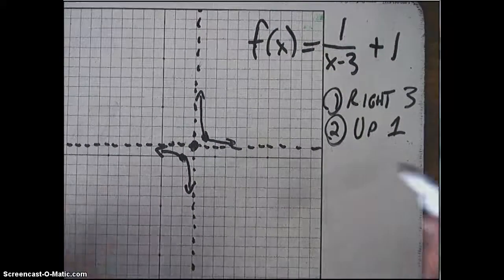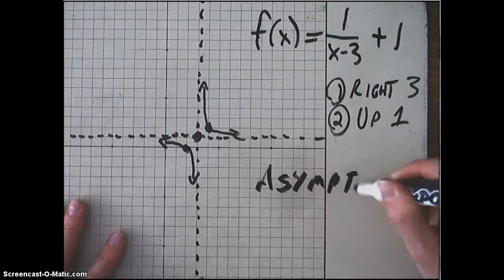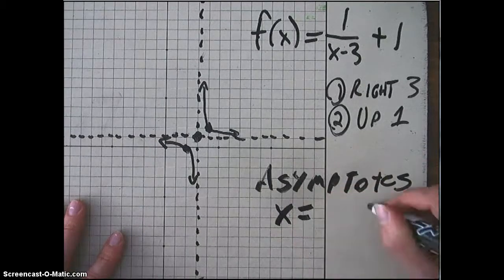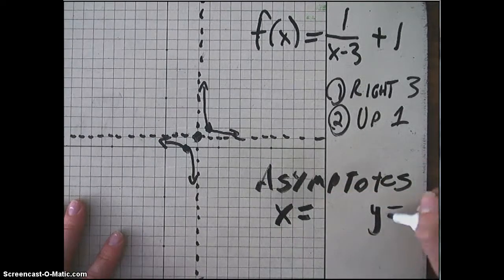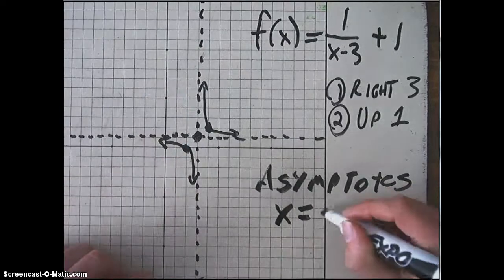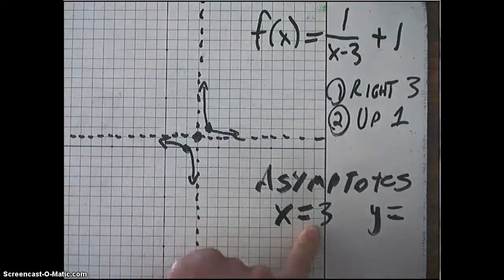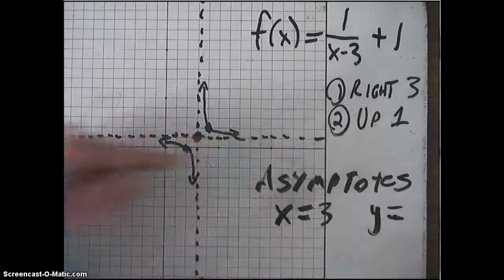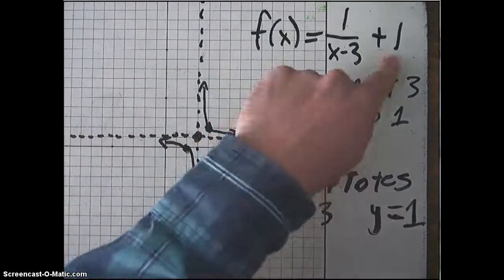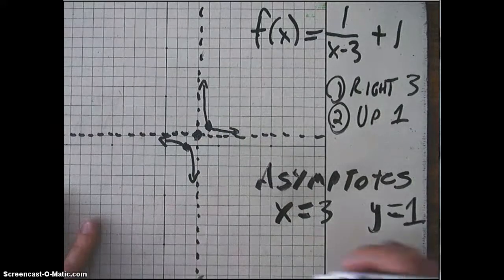Well, first let's identify the asymptotes. That's usually the easiest thing to do. There's always 2 of them. The vertical one and the horizontal one. The vertical asymptote is x equals 3. See that x minus 3? And that x equals 3. The other one, the horizontal one, is y equals 1. Same as that one. Now from these asymptotes, I can figure out the domain and range pretty easily.